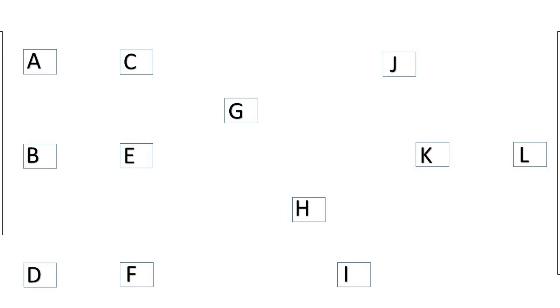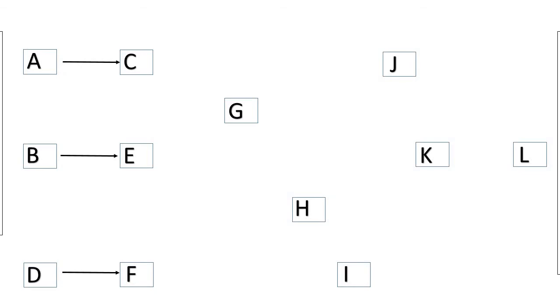So A, B, and D are start. Then we move on to C. Activity C can only start when activity A is finished. So we draw an arrow from A leading to C. Activity E could only start when B is finished, so we have to have an arrow being drawn from B to E. And activity F could only be started after D is finished.